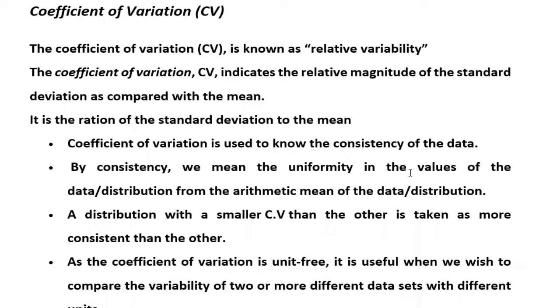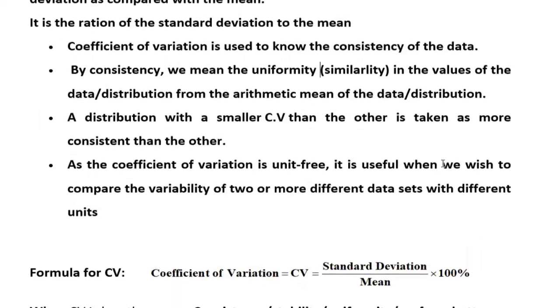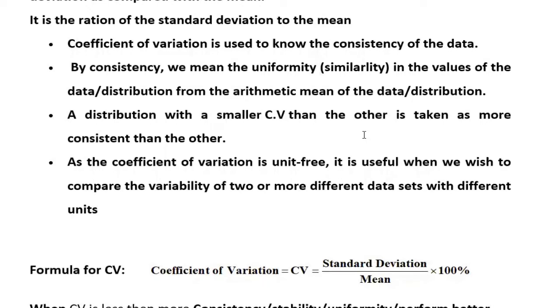So what do you understand by consistency? Consistency means the uniformity of the values of the data. How uniform the data are, how similar they are. Uniform means similarity. Similar means less variation, less difference. This is what consistency means: how similar they are around the arithmetic mean. So when there is a smaller coefficient of variation, the data are more consistent, more similar, more uniform.